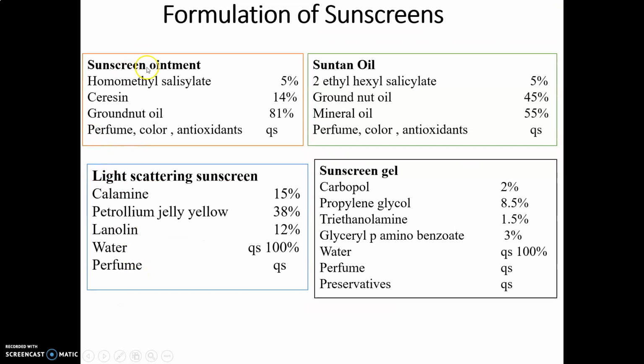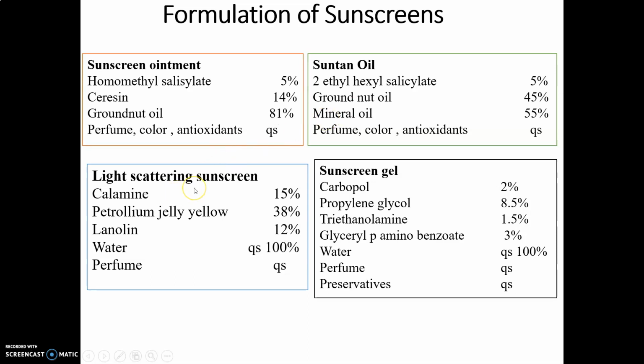This is the sunscreen ointment. You can see you simply incorporate your sunscreen agent into the ointment base. There they have used sericin and the groundnut oil as a base, and in that they have incorporated homomethyl salicylate. Suntan oil as it is you can use. So simply disperse your sunscreen agent into the oil. So here they have used 2-ethyl hexyl salicylate and dispersed it into the mineral oil and the groundnut oil.